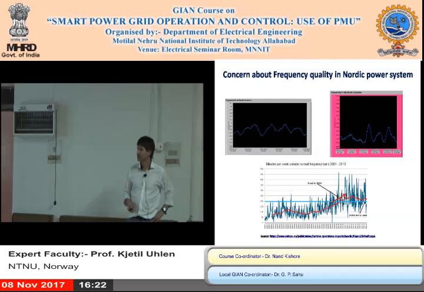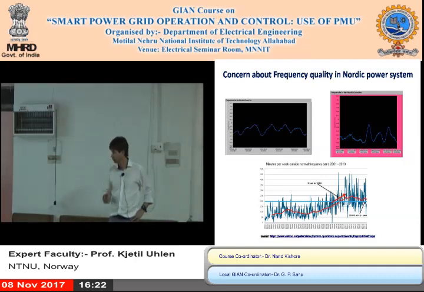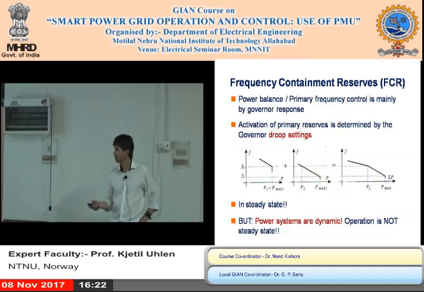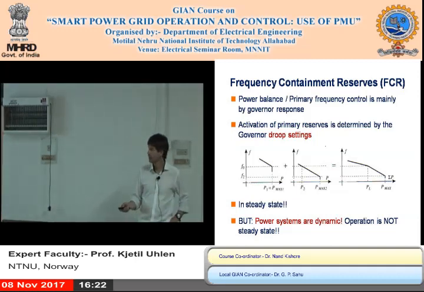So it is important for the operator to know the performance of the power plants. So the droop setting, if they can verify the droop setting online, that would be nice. But steady state is one thing. The power system is never in steady state, as you see from this picture. It's always moving, sort of.